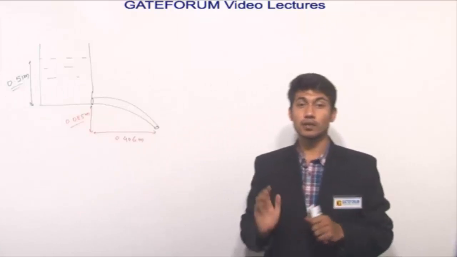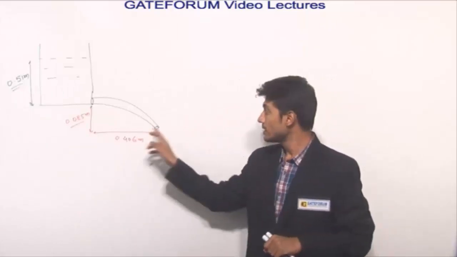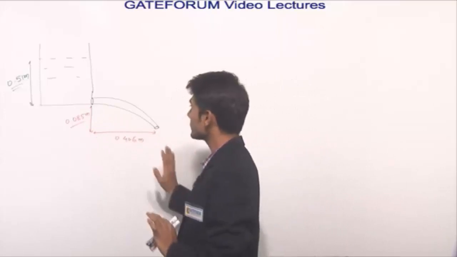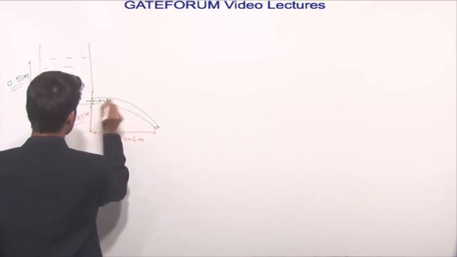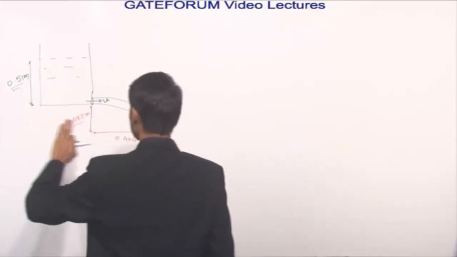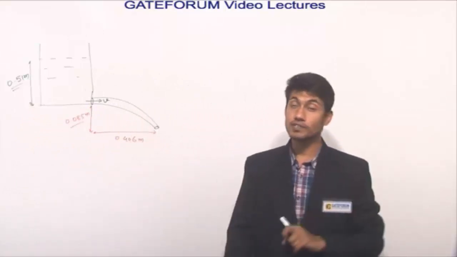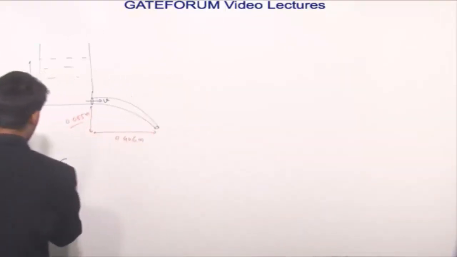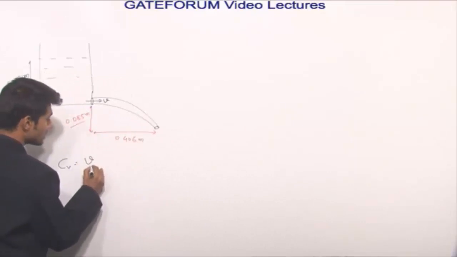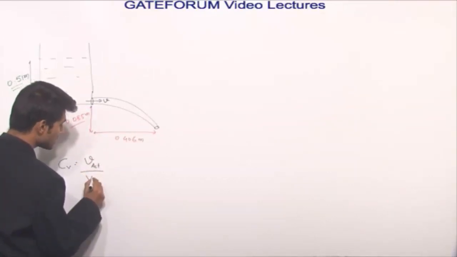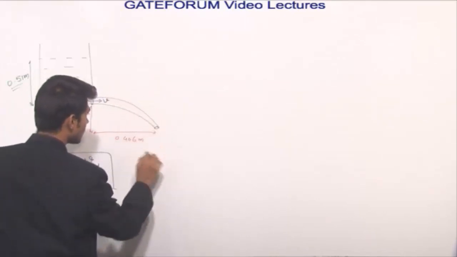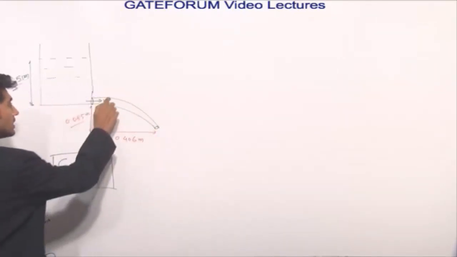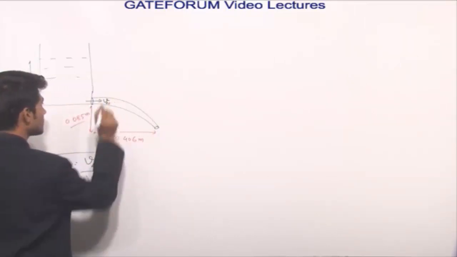So we are given the coordinates of the water jet at any particular instant. From this we need to find the velocity, and from this velocity we can find the coefficient of velocity, because coefficient of velocity is nothing but velocity actual upon velocity theoretical. Now it is the actual velocity because the jet is coming down and it is touching some coordinates, so we can write it as actual.